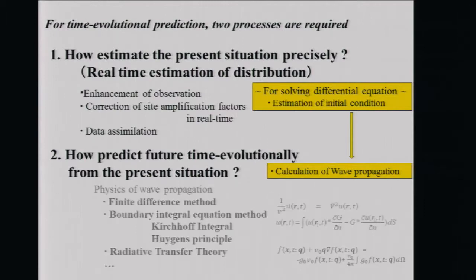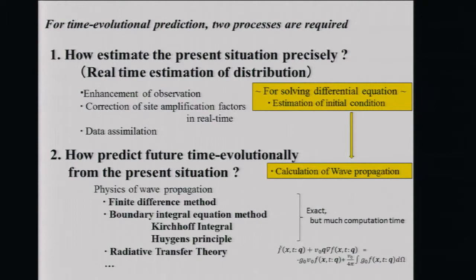This is the physics of wave propagation. The finite difference method or the boundary integral equation method are well known. They are exact, but they require much computation time. And we have radiative transfer theory. This is a high frequency approximation, but requires less computation time. So in this presentation, I will explain a little bit about the data assimilation technique, and I will also show an example using this radiative transfer theory.